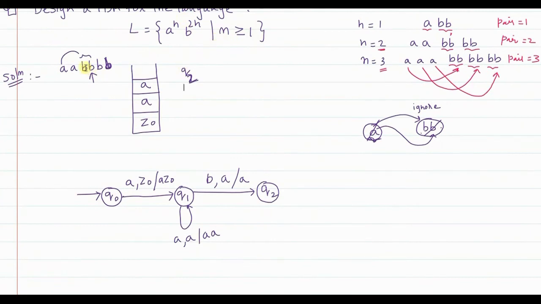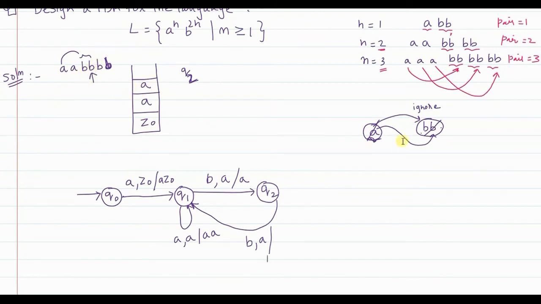Agreed? Now in Q2 state, when the second B in the pair is encountered, this B will cancel out with this A, which ultimately means that the entire pair is now matched with this A. So when you are in Q2 and another B, the second B in the pair, is encountered, and A is on top of the stack, then I cancel this A with the second B.